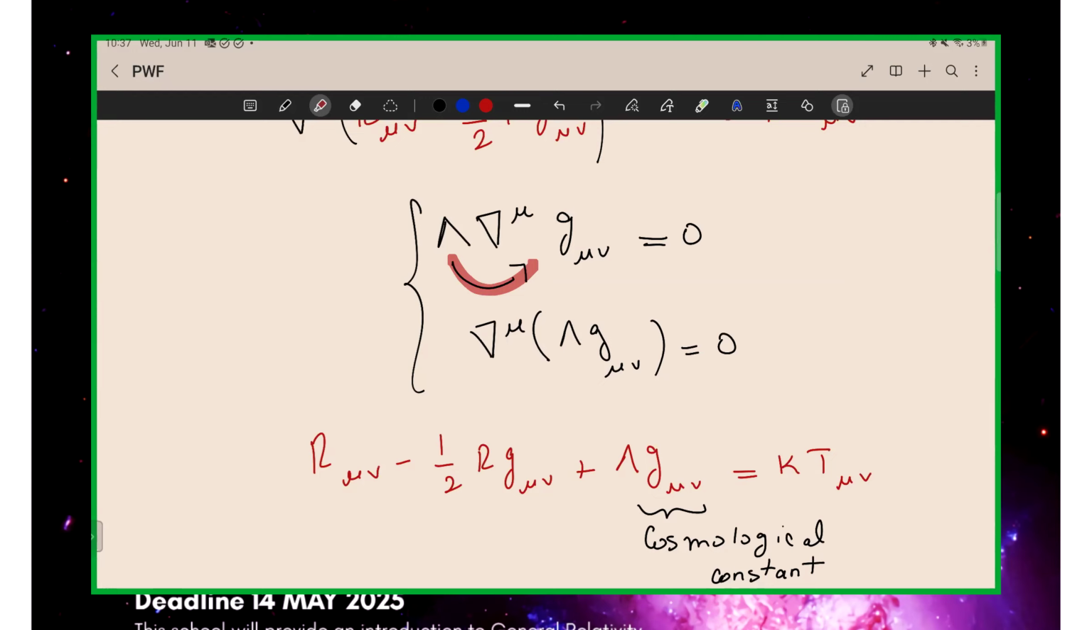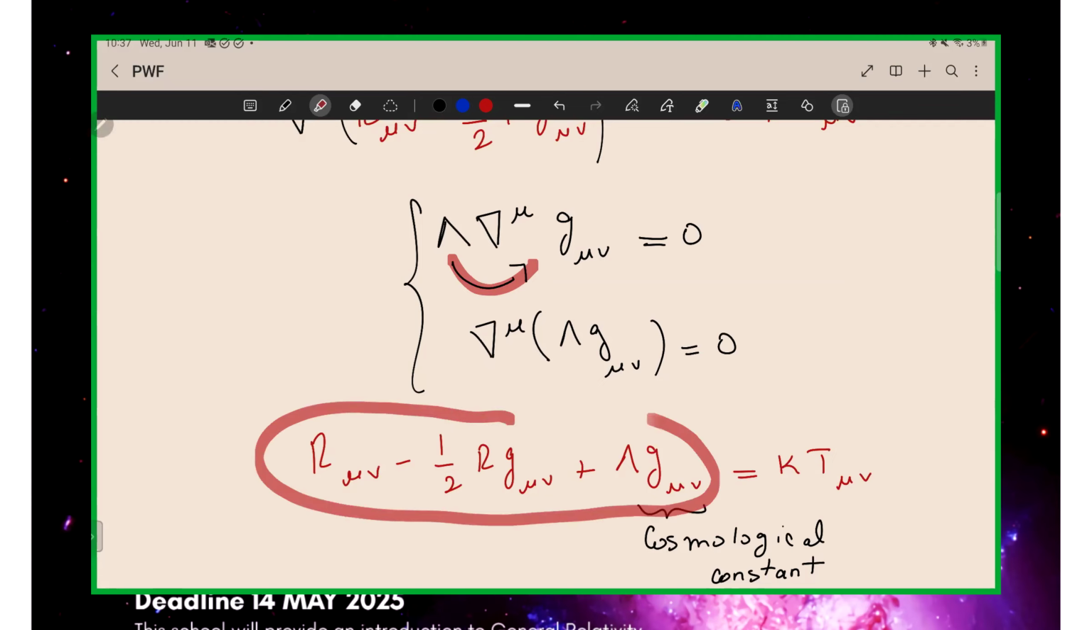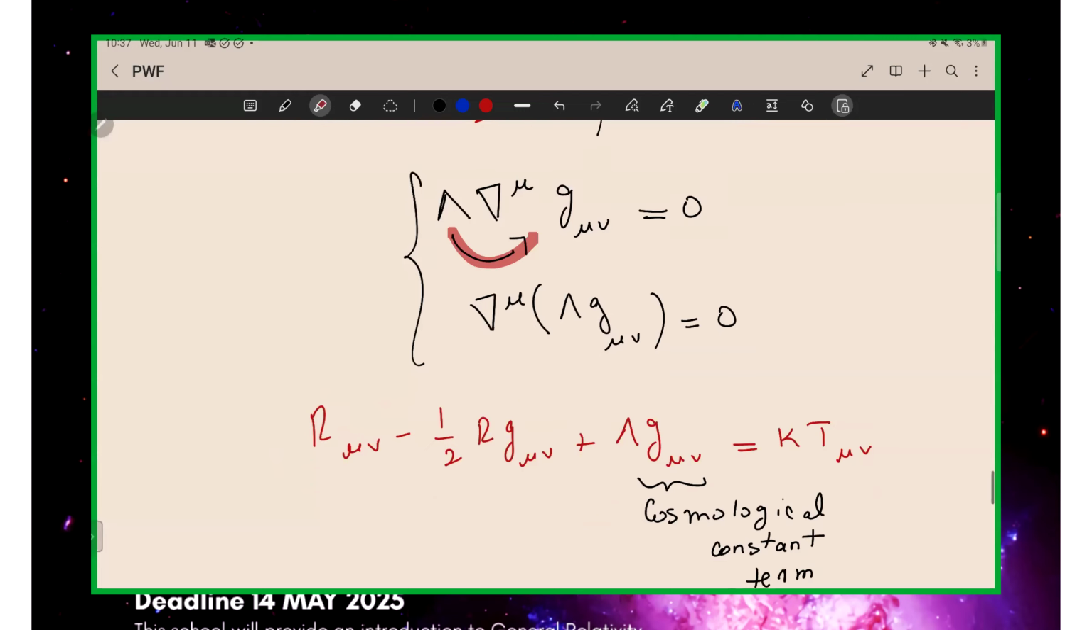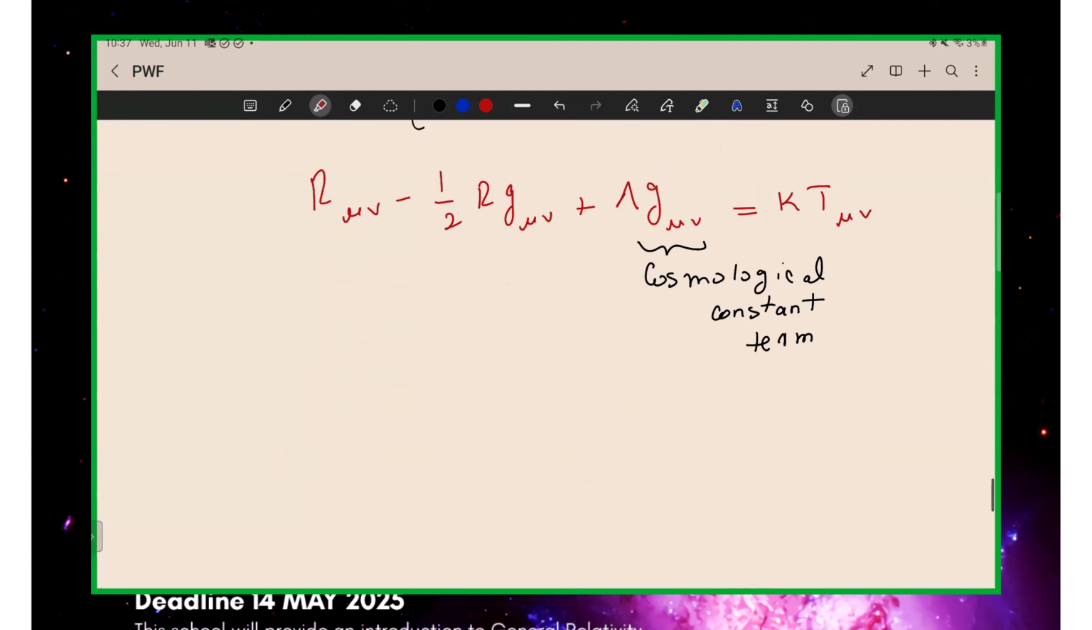But the cosmological constant has to be a constant, otherwise you would have a problem on the left-hand side, because then you would not have a zero covariant derivative. Unless the covariant derivative of lambda is 0. That's the only way to achieve this. Now, one thing that we still need to figure out is what kappa is. Until we know that, we cannot use this equation to start making predictions about the universe.